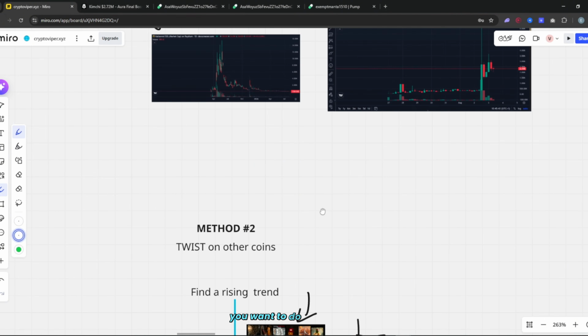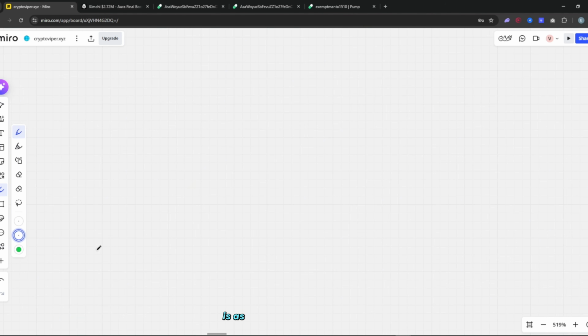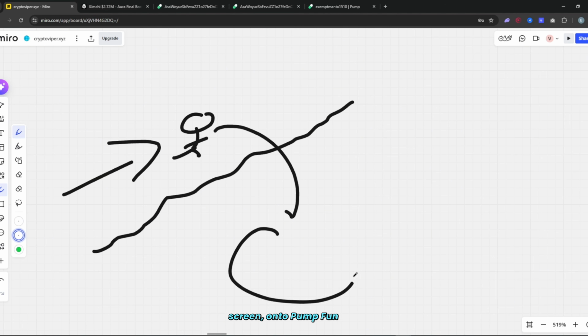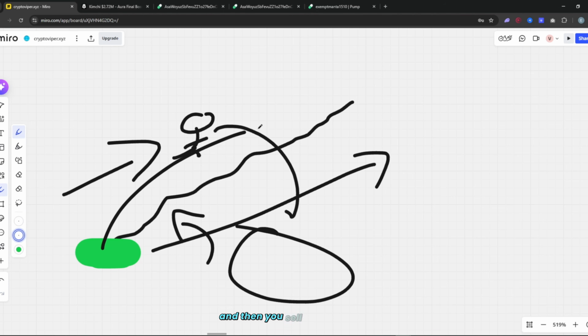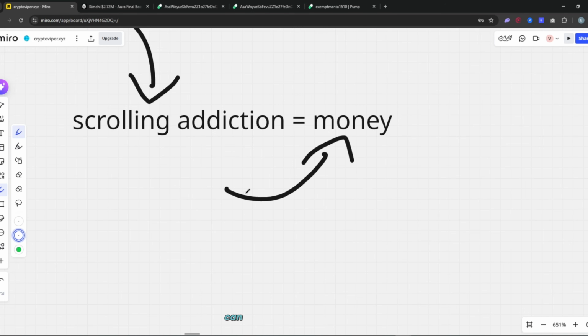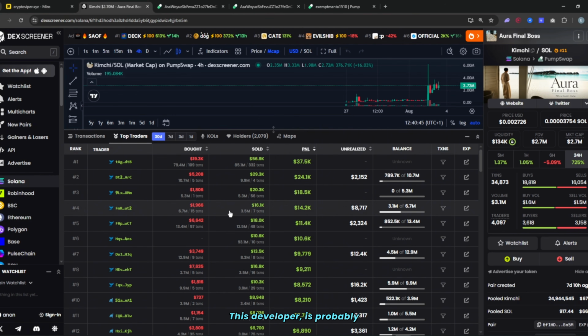And then essentially what you want to do is launch the coin and then forget it. What you are hoping will happen is as the popularity of the trend that you're copying and turning into a meme coin goes up, these people will then jump onto Dex Screen, onto Pump Fun, and search for coins to do with this exact trend. They will then buy the coin, and once they buy it, you're making money from their fees. Or you can even bundle your coin down here. As they buy it, price goes up, and then you sell your bundled position into the wallets. Using this exact method, you can start scrolling and make a bucket load of money. This developer has probably made anywhere from $50,000 to around $80,000 in a single week.